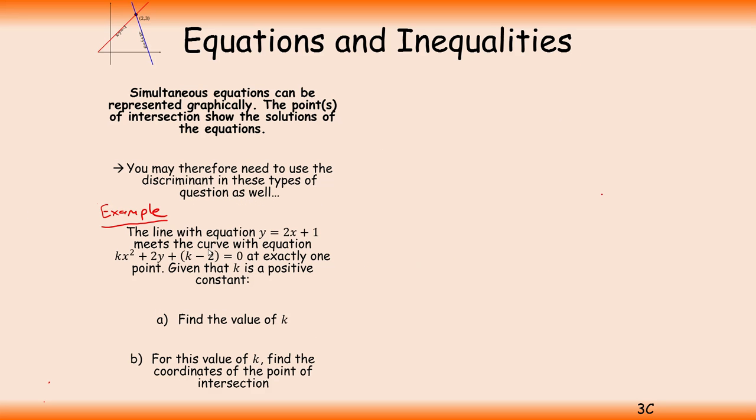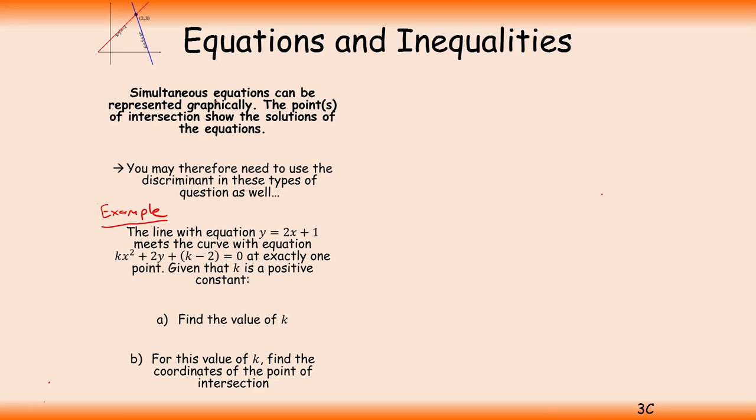So here's our example. The line with the equation y equals 2x plus 1 meets the curve, quadratic, kx squared plus 2y plus k minus 2 equals 0 at exactly one point. It's telling us something about the discriminant there. k is a positive constant. Find k and then find the coordinates of intersection.